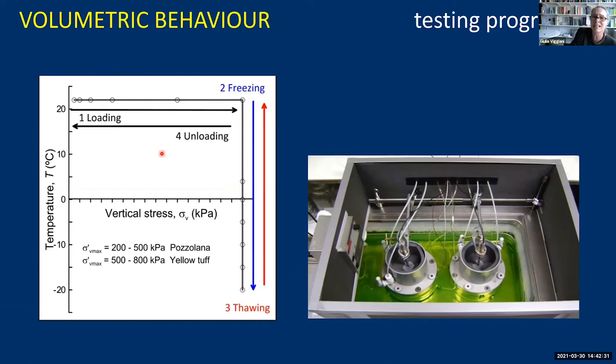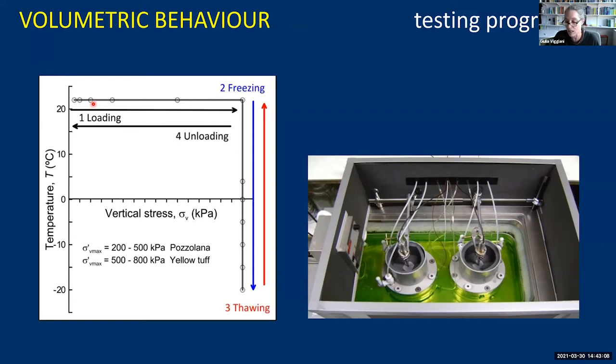So we did some tests on the typical Neapolitan soils, the tuff and the pozzolanas, and we put the soil into these devices. These are called oedometers. This is one-dimensional compression and extension, so you can apply a mechanical load on the test. But then these were put in a thermal bath, so you could vary the temperature of the soil. What we did was to load at room temperature, then do a cycle of freezing and thawing, and then we would unload at room temperature. So there is mechanical loading, then freezing and thawing, and then mechanical unloading.